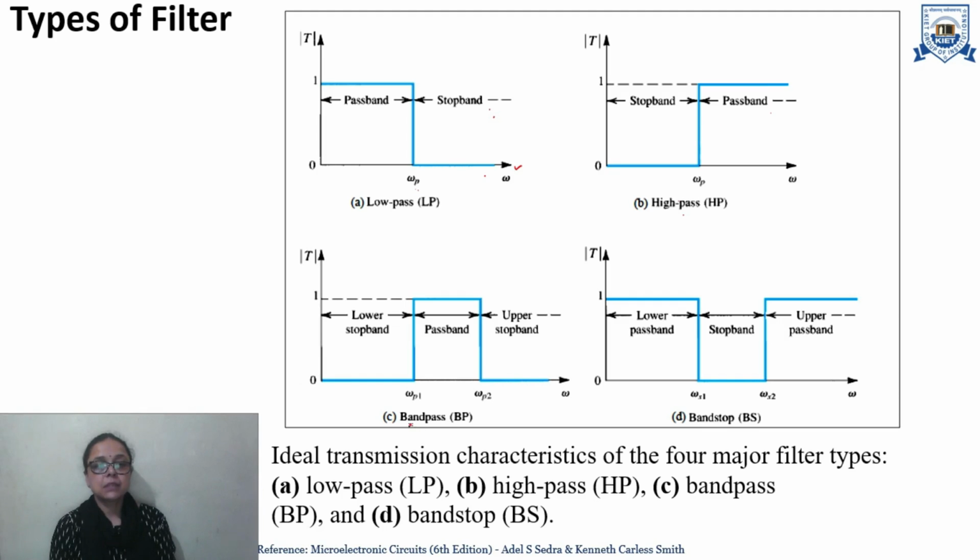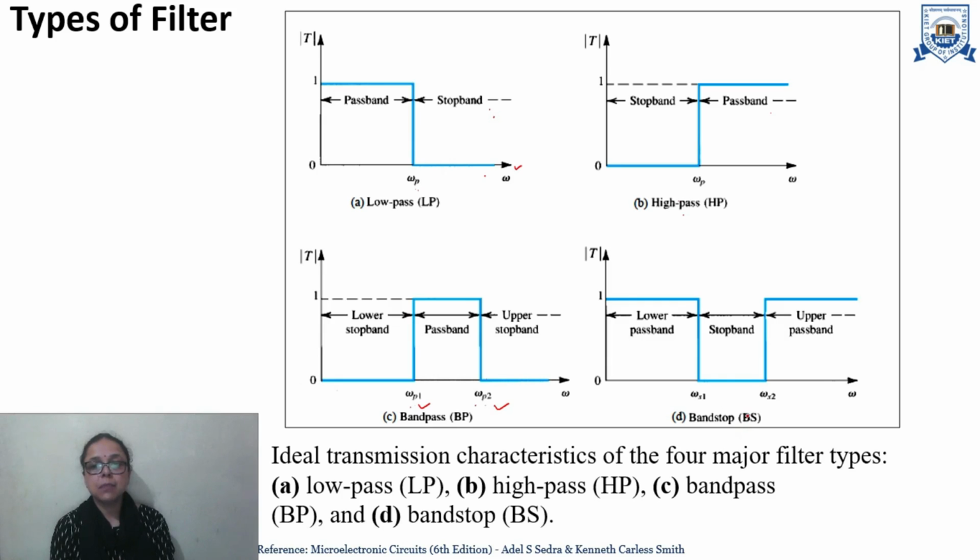Then is the band pass filter. Band pass filter means it passes a band of frequencies, and this frequency ranges from omega p1 to omega p2. It means omega p2 minus omega p1 is the range of frequencies that will be passed by the band pass filter, and below omega p1 it will be the lower stop band, and above omega p2 it will be the upper stop band, and in between it will be the pass band. So this is the frequency response of the band pass filter.